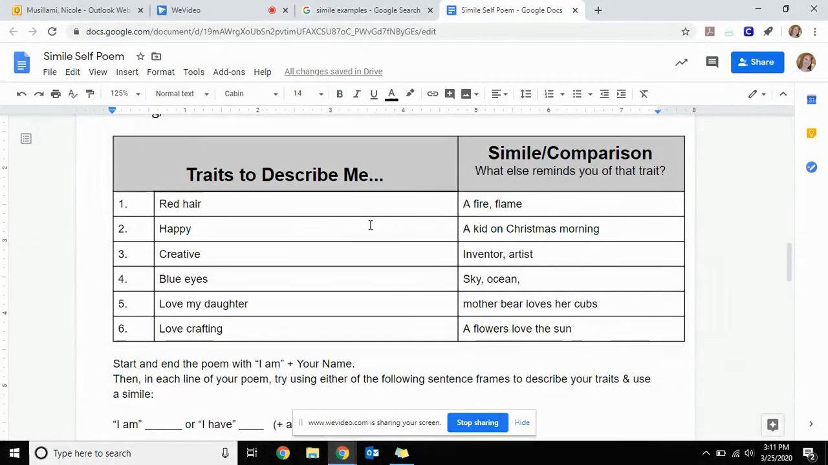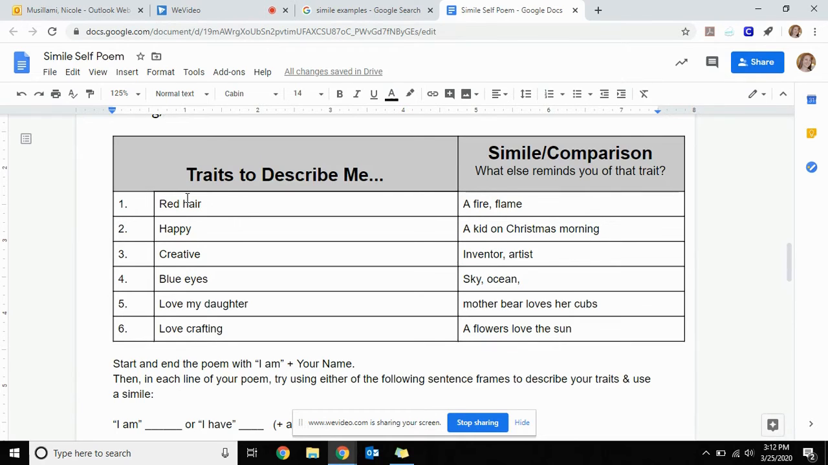So here's mine. Here's how I did it. Some traits to describe me, I put red hair, I put happy, creative, blue eyes, love my daughter, love crafting. So as you can see, it's a combination between physical traits, like my red hair and blue eyes, my personality traits, I'm happy, I'm creative, and then some things that I love or like. I love my daughter and I love crafting. And so on the right-hand side, this is the tricky part. This is where you can get creative.